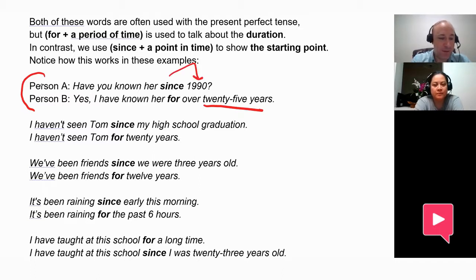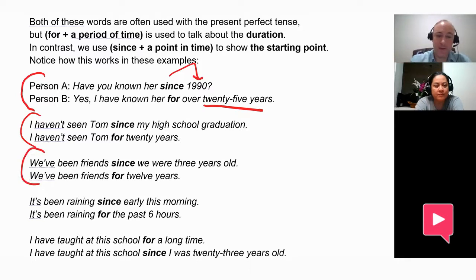Why don't you read these sentence pairs over here? So we'll continue with the next set. Haven't seen Tom since my high school graduation. I haven't seen Tom for 20 years. Good. So again, when you self-study, it's a good idea to practice with a lot of examples. It really helps these grammar points to sink in, so that you can use them automatically and naturally without thinking.